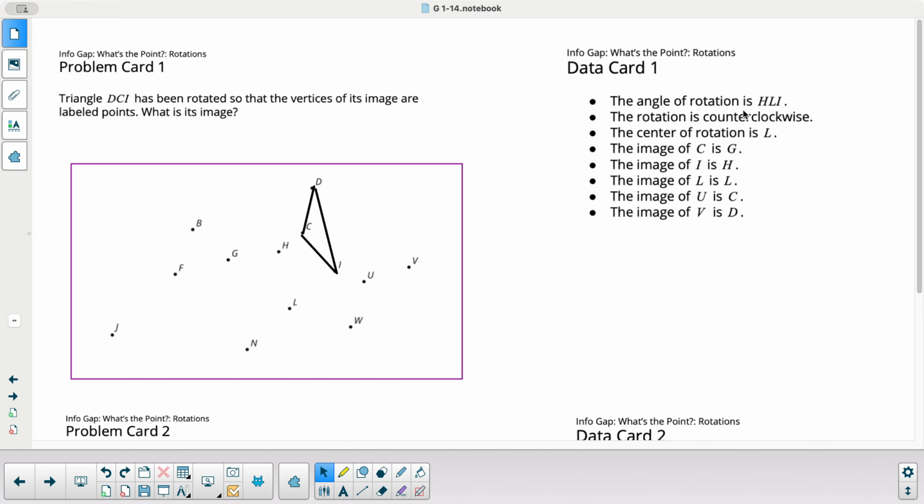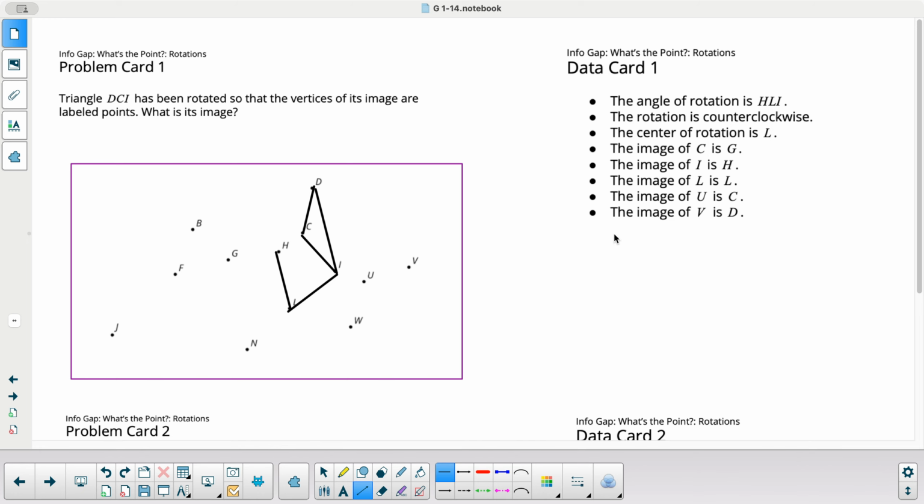So the angle of rotation is HLI. So let's draw this here, HLI. So that makes me think that we're going this way here. Just because it looks like I will swing out to H. They look like they're the same distance. Okay, but then I look at the second one, it says, oh, the rotation is counterclockwise. Oh, okay, so that makes sense. Center of rotation looks like L, which it is here, okay?